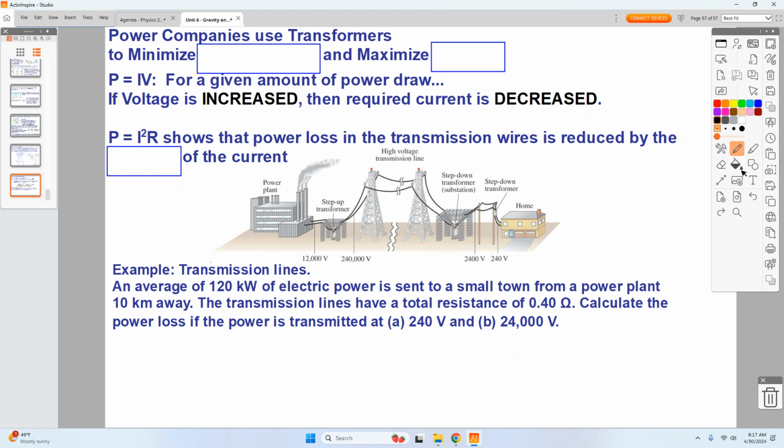All right, our last, guys, we finally made it. It's our last slide for this unit. It is how the power companies use transformers to minimize energy loss and maximize, what do you think they're trying to maximize? Let's try. Oh, that's true, but that's not the term there. We're going to try to minimize energy loss, but maximize safety.